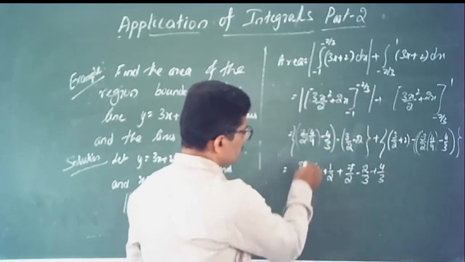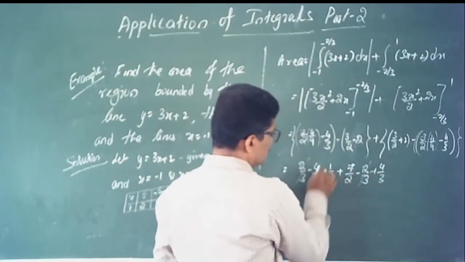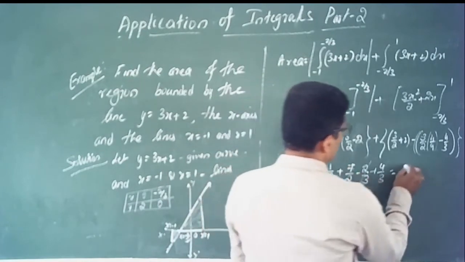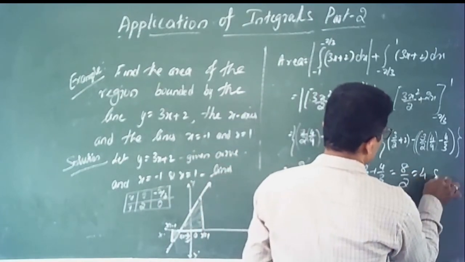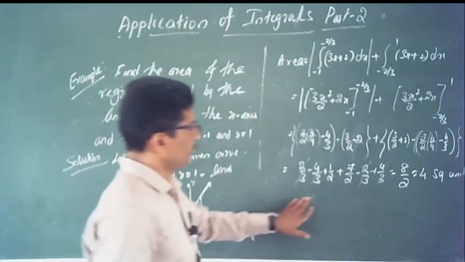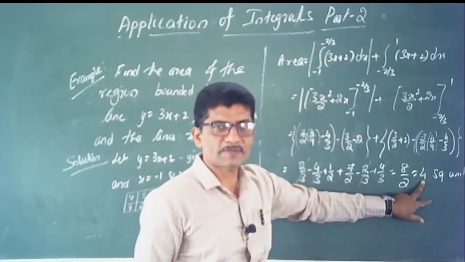So what happened? Plus 2 by 3 minus 2 by 3, minus 4 by 3 plus 4 by 3 cancels. 1 by 2 plus 7 by 2 is 8 by 2. Its value is equal to 4 square units. It's clear? Therefore, area is equal to 4 square units.